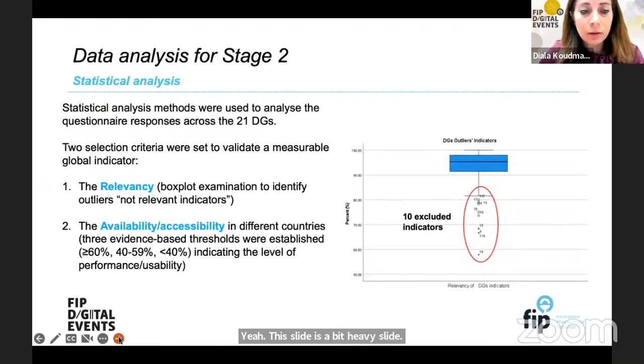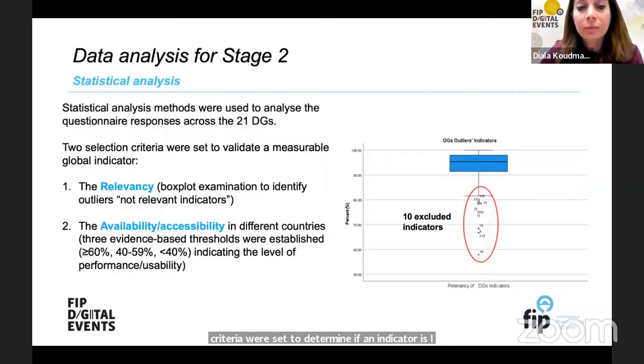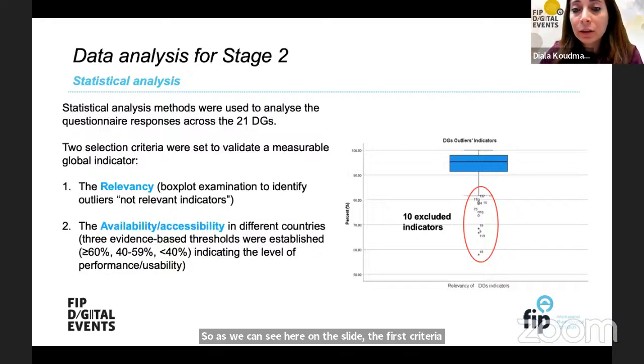This slide is a bit heavy and shows the statistical analysis performed for this stage. So based on the 2 questions listed in the online questionnaire about describing the relevancy and availability of the proposed indicators, 2 selection criteria were set to determine if an indicator is a globally valid and measurable indicator. As we can see here on the slide, the first criterion is the relevance of the proposed indicators to measure progress for each relevant development goal from a global perspective. And the second criterion is the availability or the accessibility of these proposed indicators in different countries.